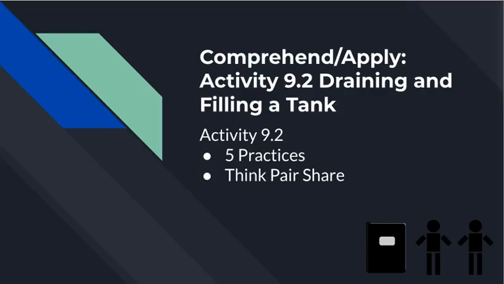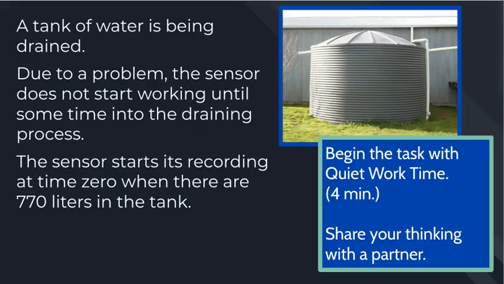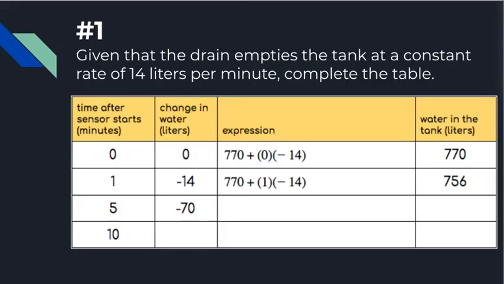Let's look at draining and filling a tank. Okay, so here we have a tank. It's being drained. There's a problem though. The sensor does not start working until sometime into the draining process. The sensor starts its recording at 0 time when there are 770 liters in the tank. All right. So, given that the tank empties at a constant rate of 14 liters per minute, let's see if we can finish this out.